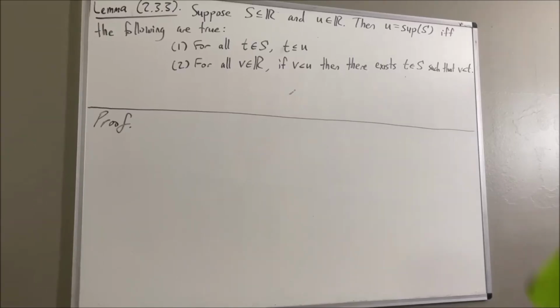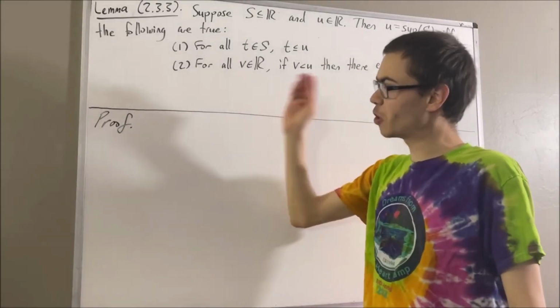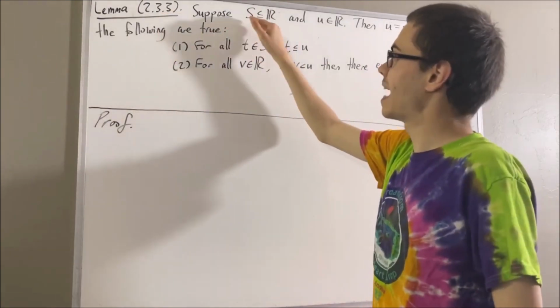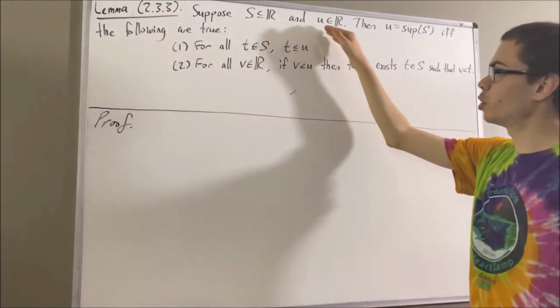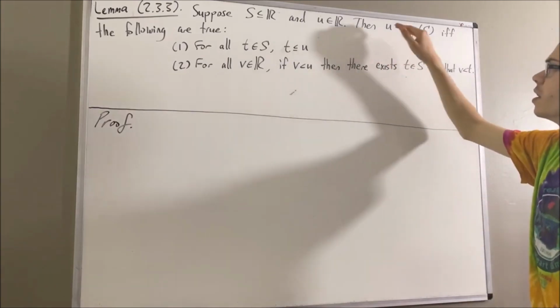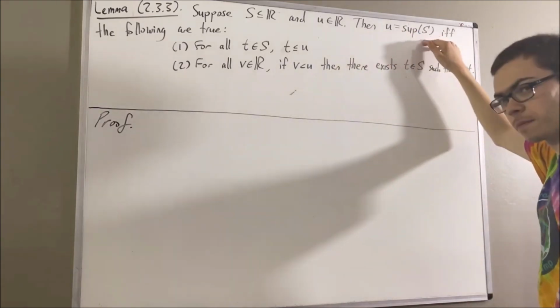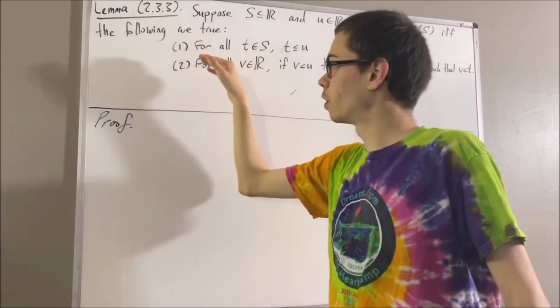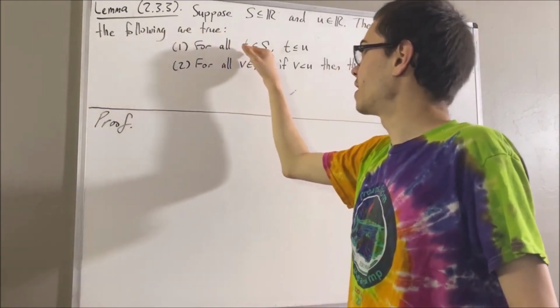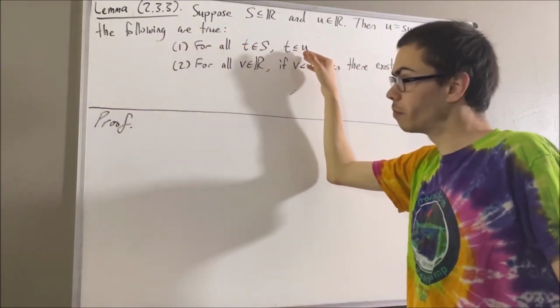Hello! In this video, we are going to prove the following lemma. Suppose S is a subset of real numbers, and U is a real number. Then U is the supremum of S if and only if the following are true. 1, for all elements T in S, T is less than or equal to U.